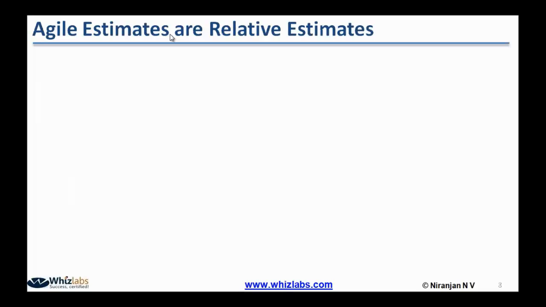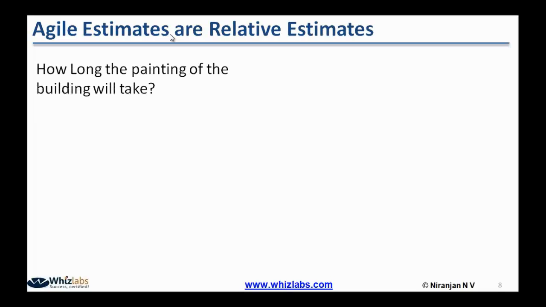Okay, so with this, we will come to the next topic. Agile estimates are initially or normally in the form of relative estimates. It may not be immediately easy for you to grasp what exactly agile estimates in the form of relative estimates means. So for that, let me take you through a very familiar example.